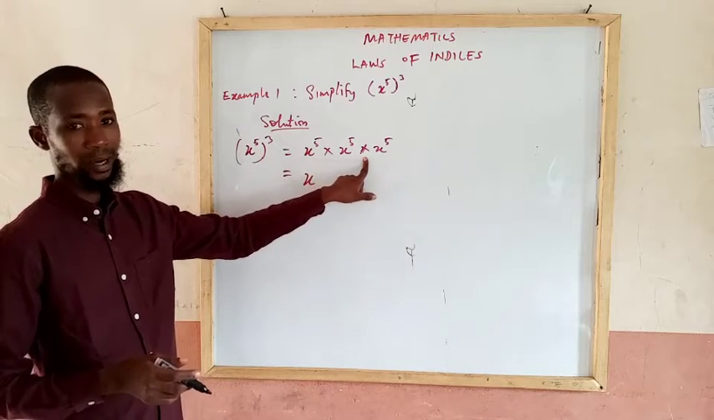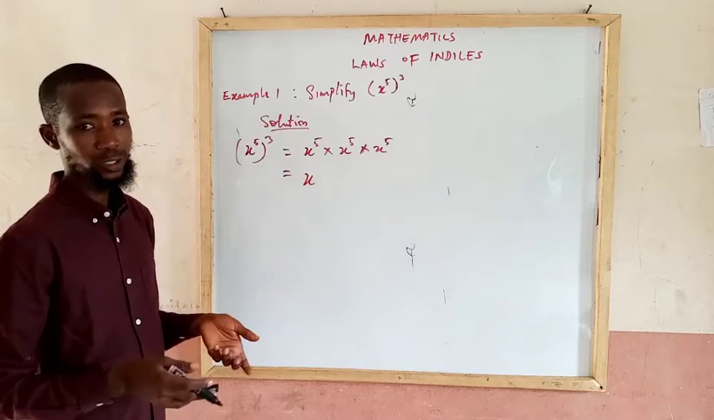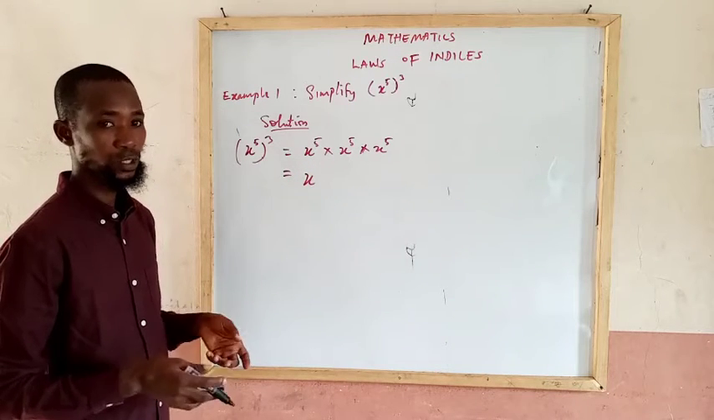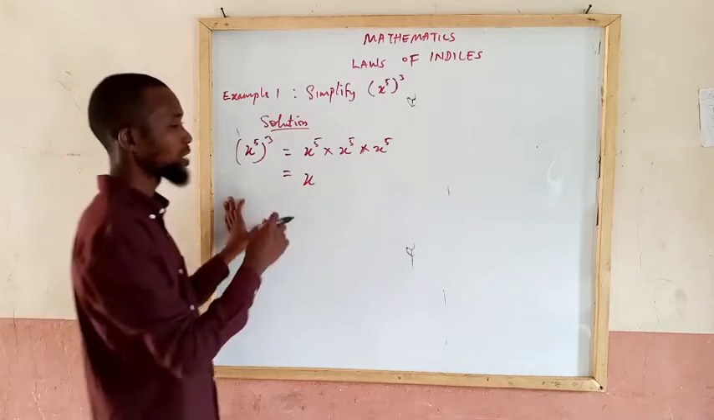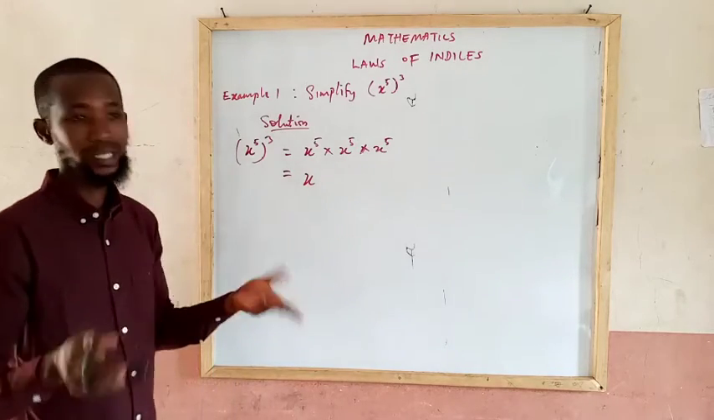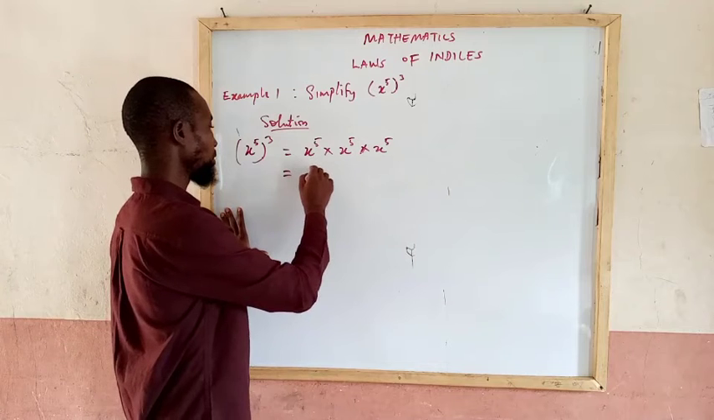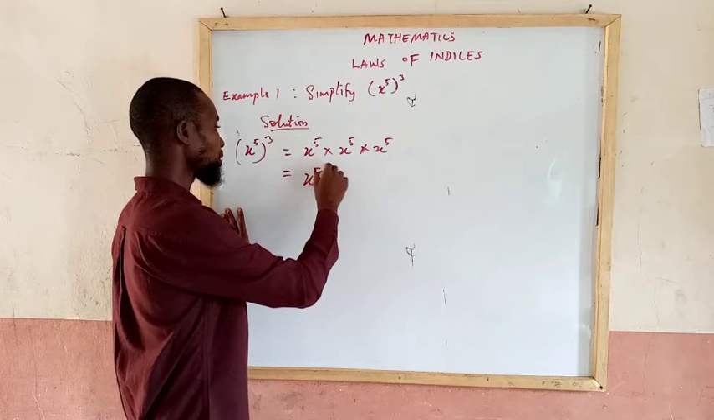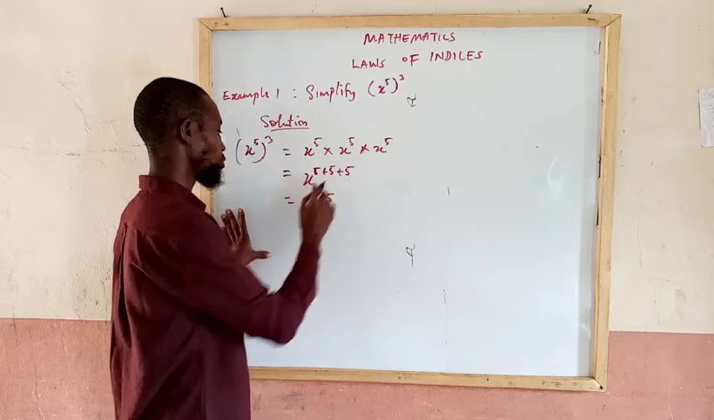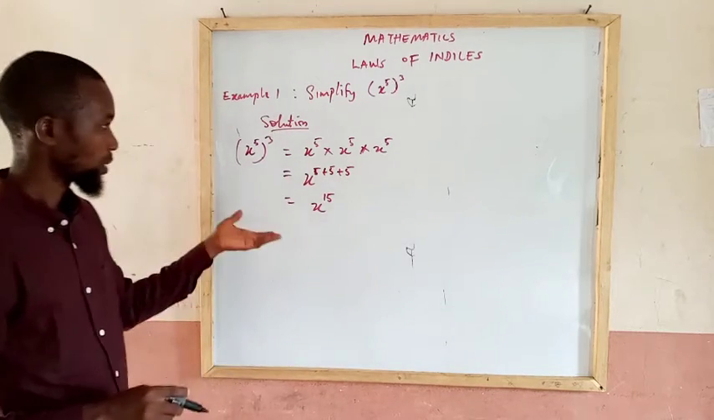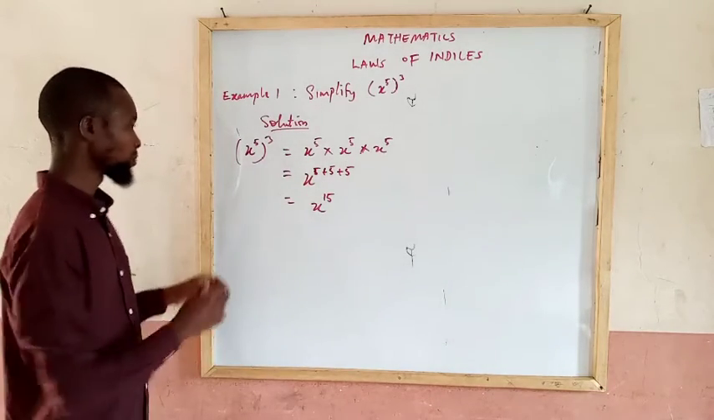In a situation whereby we have to pick one to represent others, that shows that multiplication this time around changes its role, its function, into that of addition. And what is that addition going to add? It is going to add all the powers given to us. So which becomes 5 plus 5 plus 5. And that gives the value of x raised to the power 15. So this question has been solved.